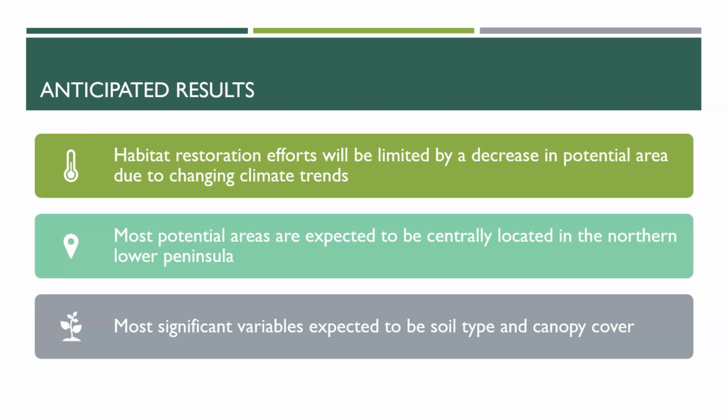I expect the most significant variables to be canopy cover and soil type because lupin needs specifically sandy soils that are well drained and requires open canopy so it's not competing against others for sunlight.